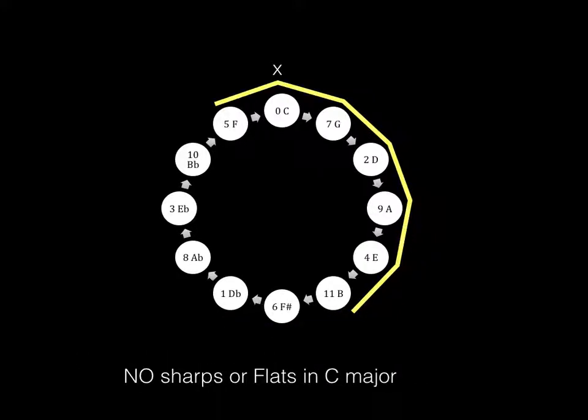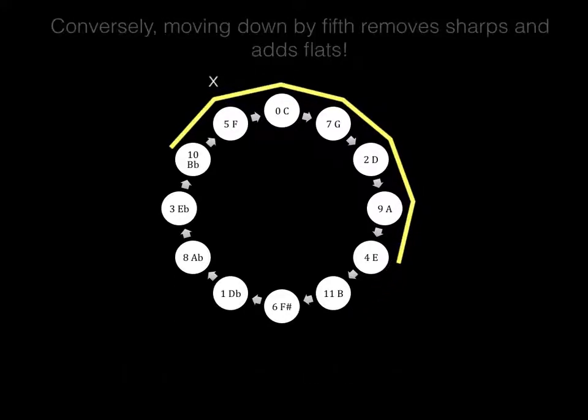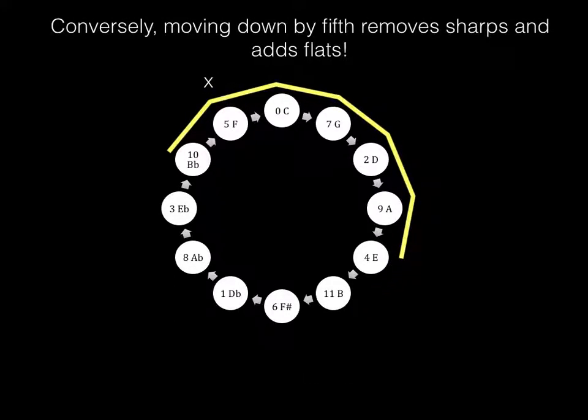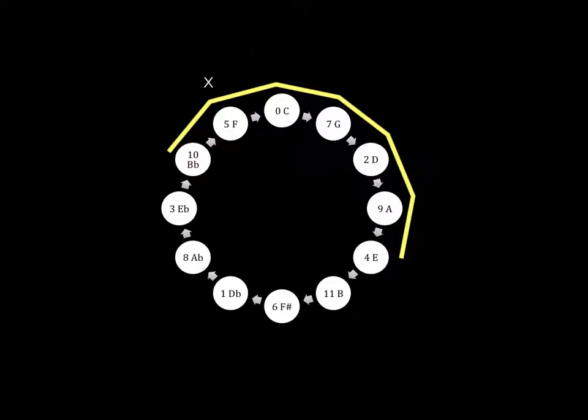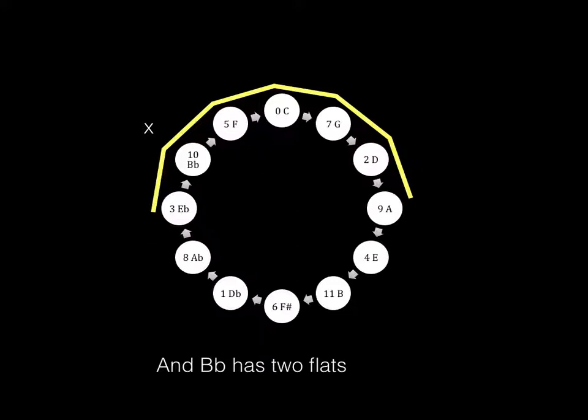Now, if we go back to C, which has no sharps or flats, if we go down by a fifth, we either remove sharps or we add flats. And so the key of F has B flat in it. But then go one further, the key of B flat has 2 flats, and so on. So this is why when you go up a fifth, you add sharps, and you go down a fifth, you add flats.